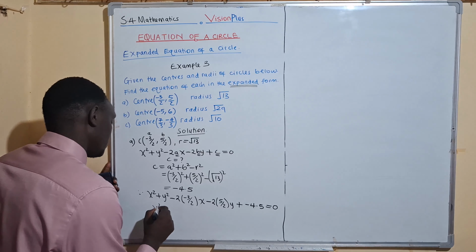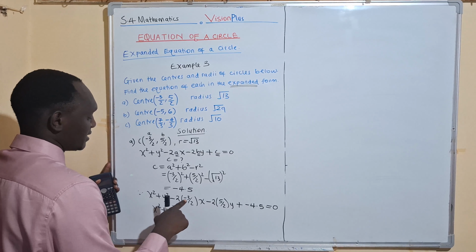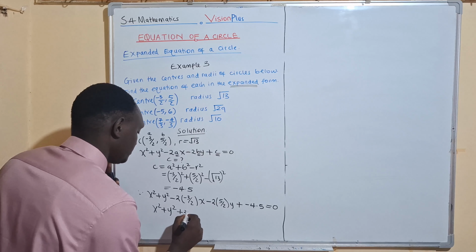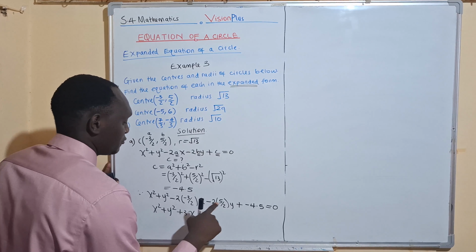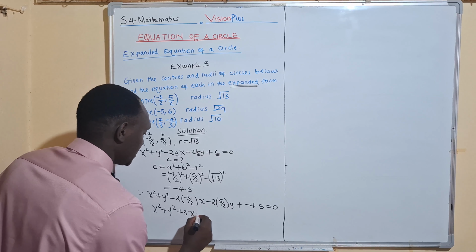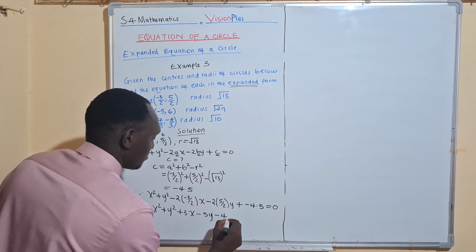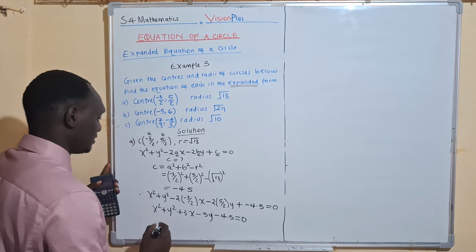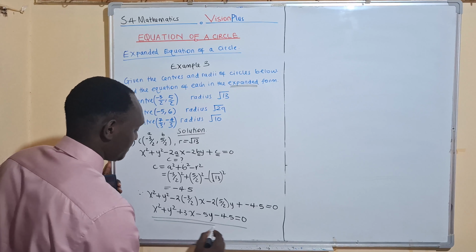Therefore, here we shall have x squared plus y squared, -2 times -3 out of 2. It gives us +3x. And then -2 times 5 out of 2, it gives us -5y. Then minus 4.5 equals to 0. And this is the answer for part A, simply in that manner.